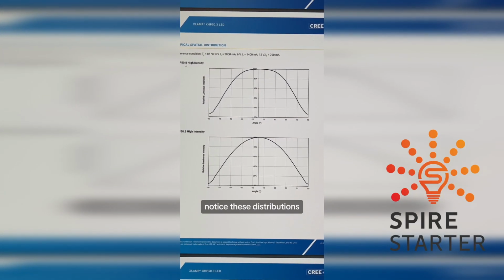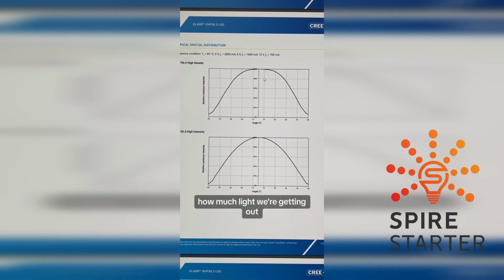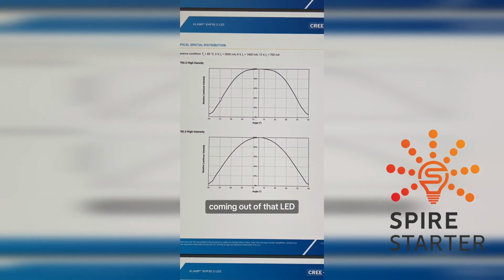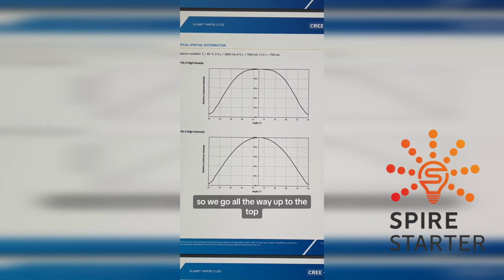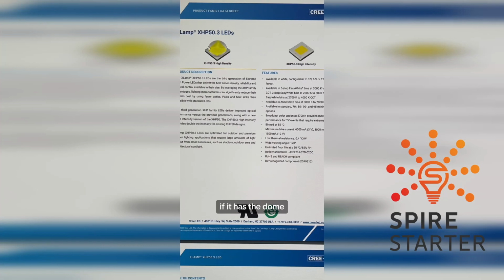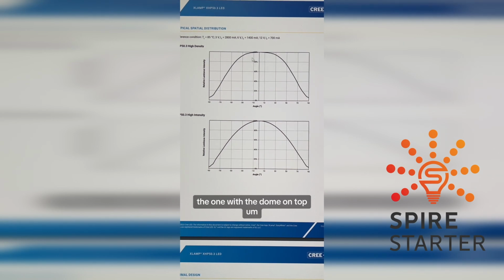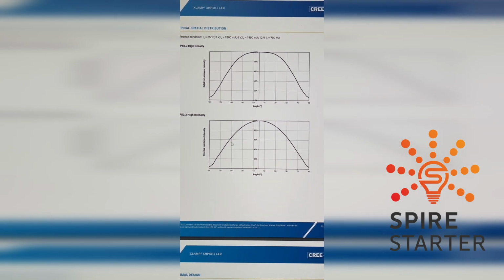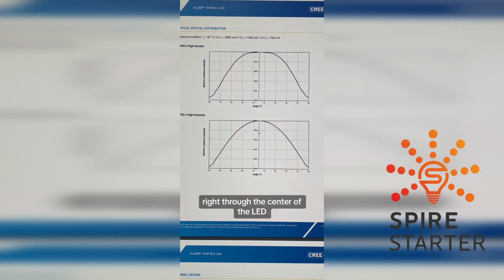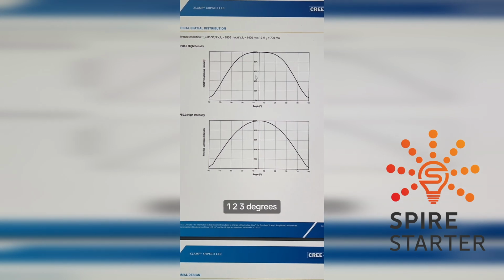So here again, notice these distributions, how much light we're getting out at every angle coming out of that LED is different if it's high density versus high intensity. So if we go all the way up to the top, if it has the dome or it doesn't have the dome for this specific LED, we need to know which one we're looking at. These distributions are similar, but the high density one, the one with the dome on top, is more Lambertian, and the high intensity one has kind of extra light coming out right through the center of the LED out at like 0, 1, 2, 3 degrees.